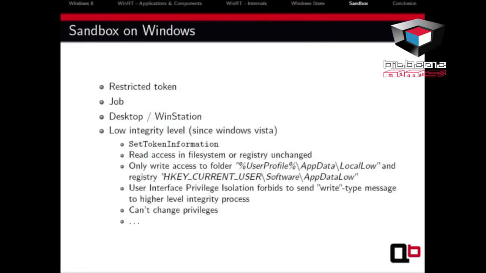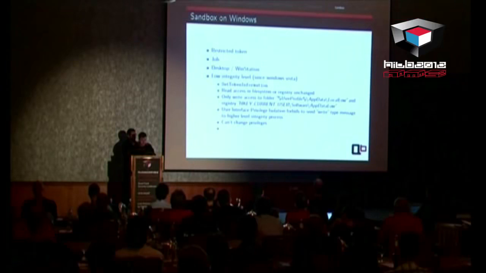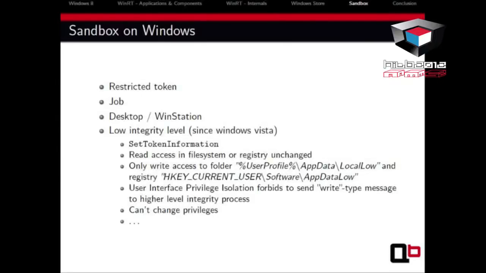And finally, since Windows Vista, Microsoft designed the integrity levels. Usually, applications run with a medium level, but if you set it to low, it's enabled to restrict access to only the AppData\LocalLow folder for the current user, and in the registry, the Software\AppData\LocalLow key, once again for the current user. There is also an interesting feature which is UIPI, the User Interface Privilege Isolation, which allows to forbid writing window messages to a higher integrity level process. Also, if your application is at a low integrity level, it will not be able to change its privileges.